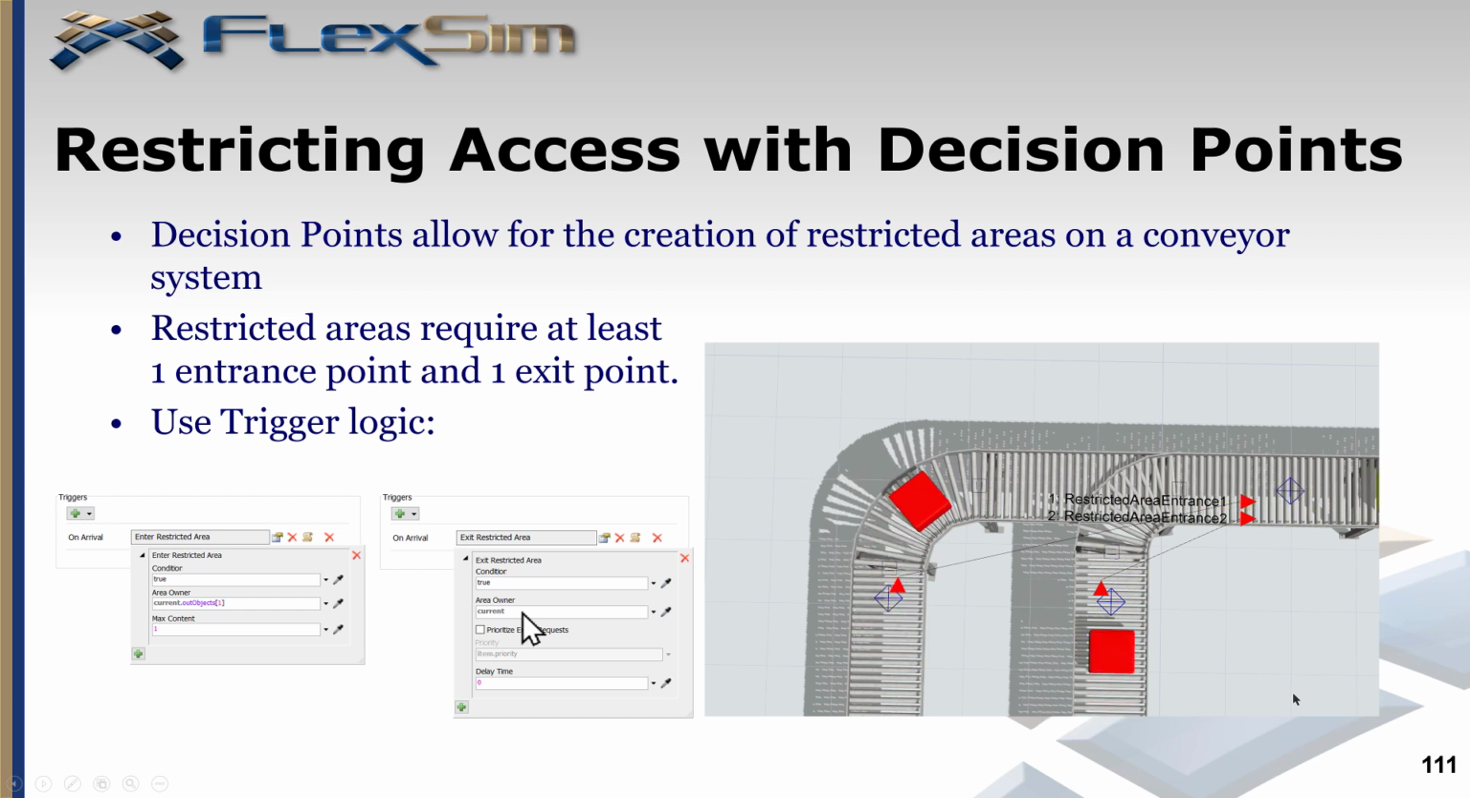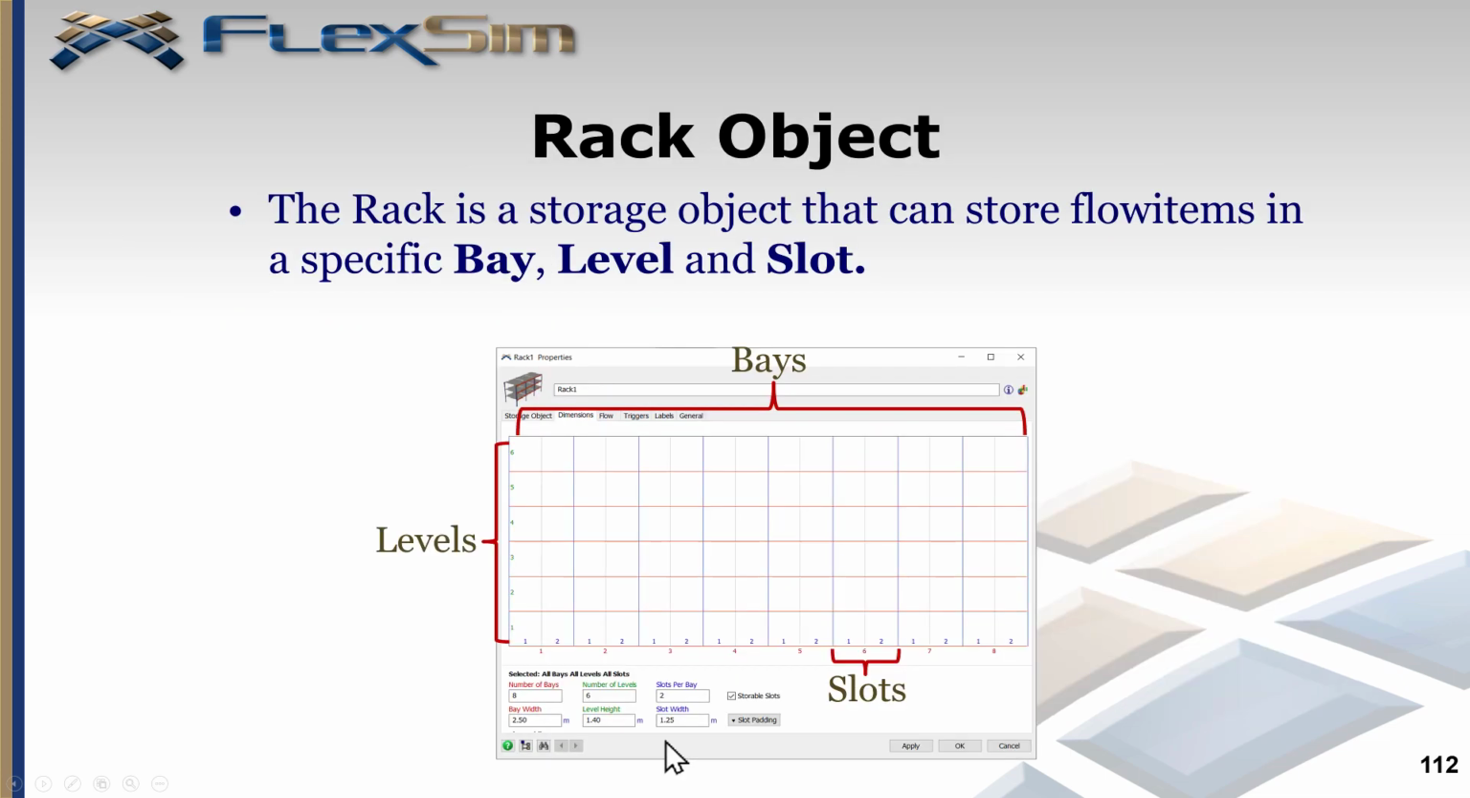And what this does is send a message to the upstream decision points to release the next flow item in line every time a flow item exits the restricted area. Next, the rack object.